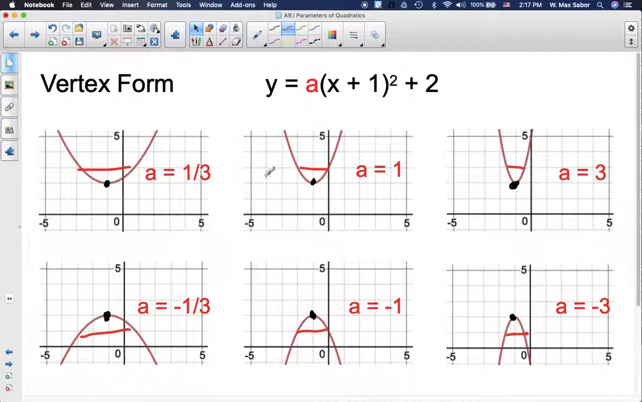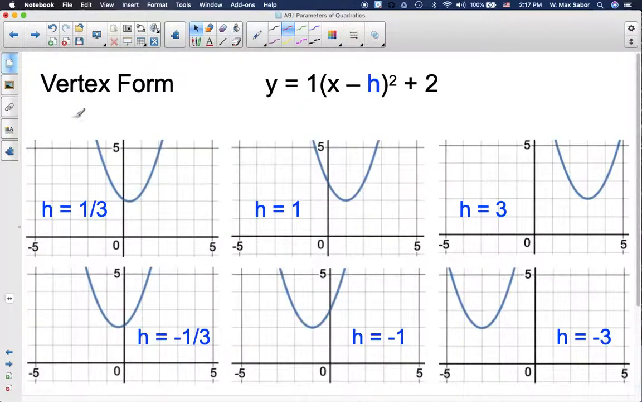It's still the same value. It's just that it's easier to see the difference when what's staying the same is the vertex. So larger numbers are tighter and smaller numbers are wider. If it's negative, it's going down. So that's how A affects the graph.